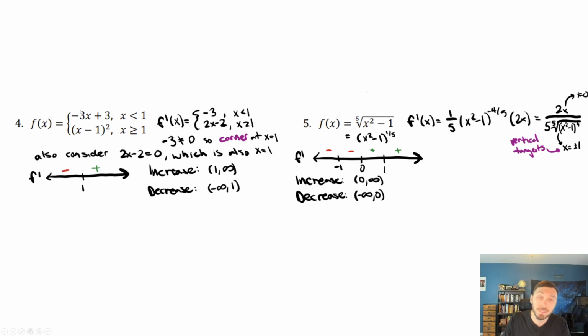So for the first one, it's a piecewise. It looks scary. It's not. Take the derivative of the first piece, take the derivative of the second. We see here that if we were to plug in 1 into each of these, that's not a match, so that's actually a moment of non-differentiability. That's a corner. Then I set each equal to 0.